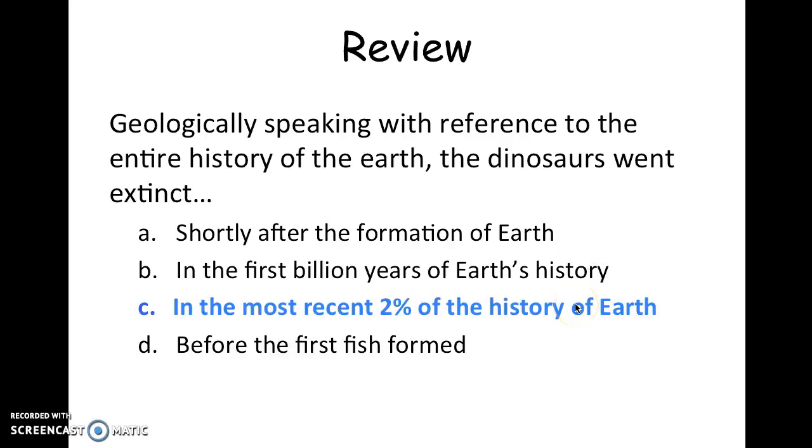The dinosaurs went extinct in the most recent 2% of the history of the Earth, meaning that for billions of years, the Earth was populated by either no life at all or by simple single-celled organisms, which later advanced into the multicellular organisms that we see today.